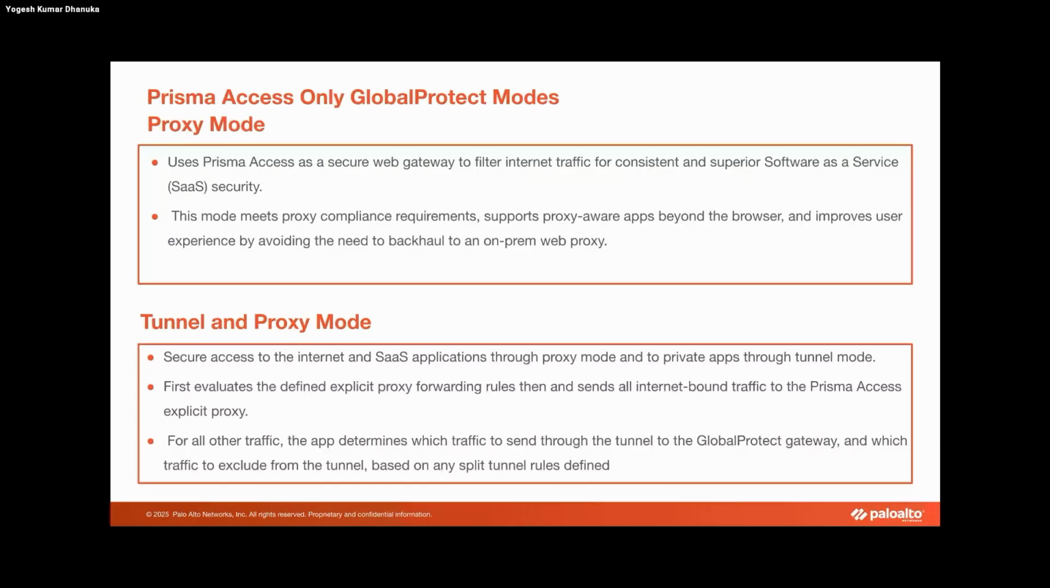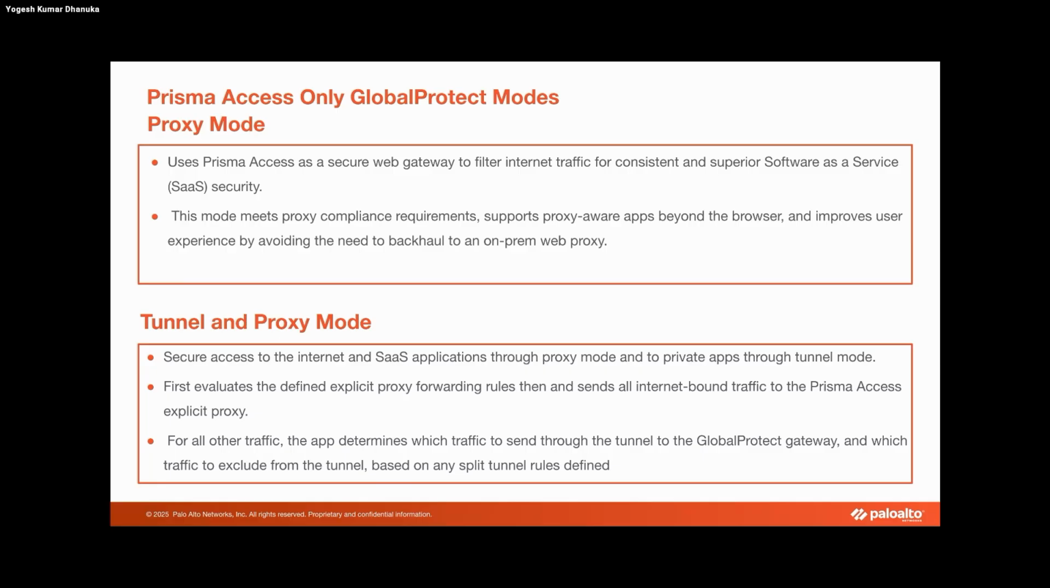During the migration, you still need to work with the proxy vendor, or in a manner where the proxy is supported. So there is a proxy mode where you can have GlobalProtect work only in proxy mode, where the GP will just send out all the internet traffic via explicit proxy. Or you can have tunnel and proxy mode, where the internet traffic is sent out through proxy, and all of your private application traffic is still sent out through tunnel.